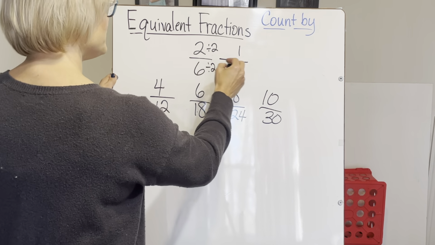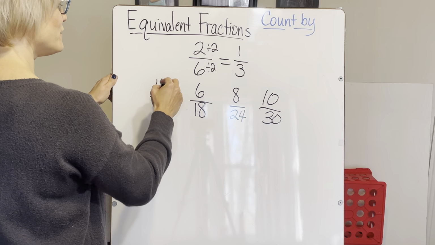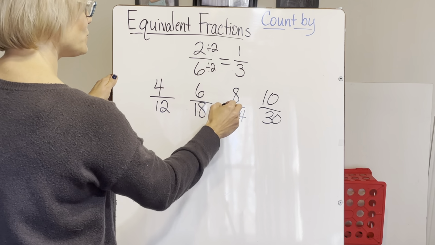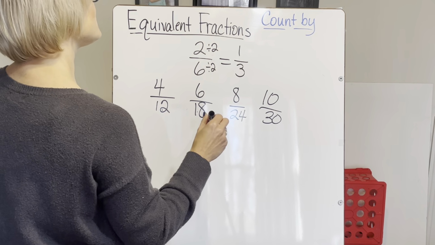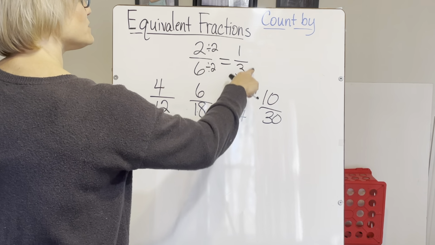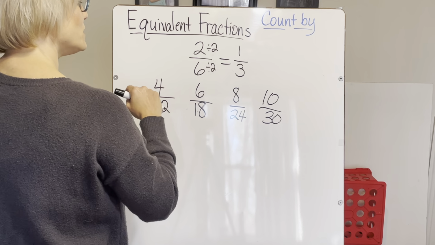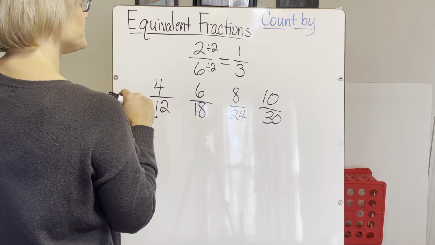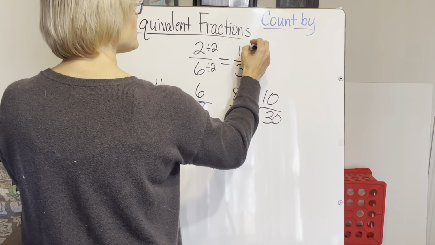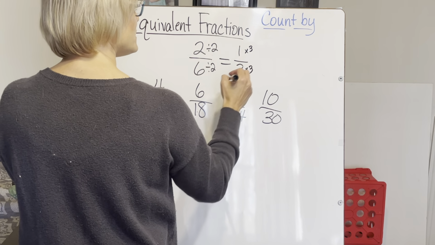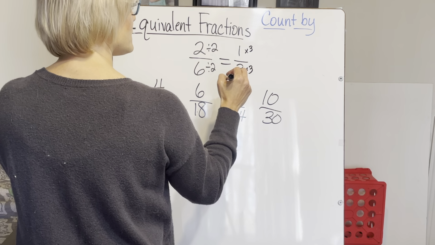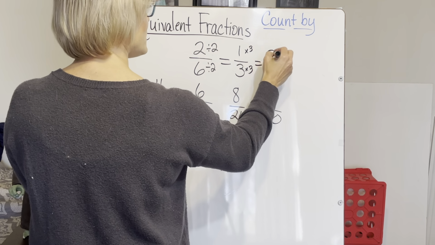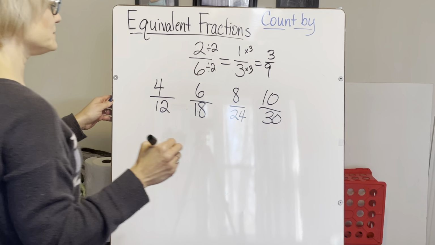So 1/3, 2/6, 4/12, 6/18, 8/24, 10/30. So 1/3 would be our starting point. 1, 2, where did the 3 go? So if I multiply this times 3, I get 3/9.